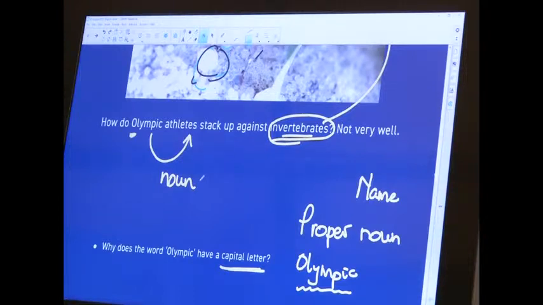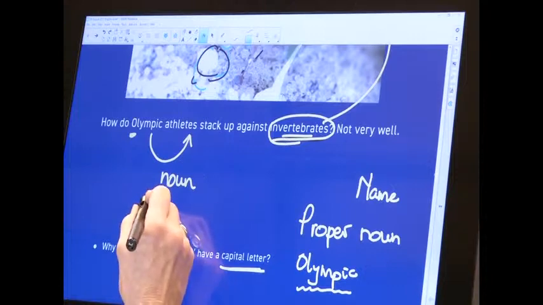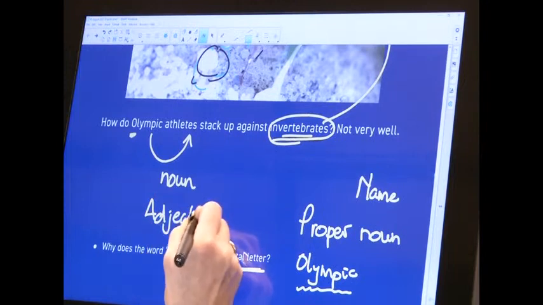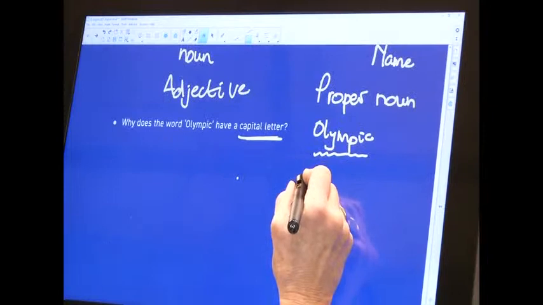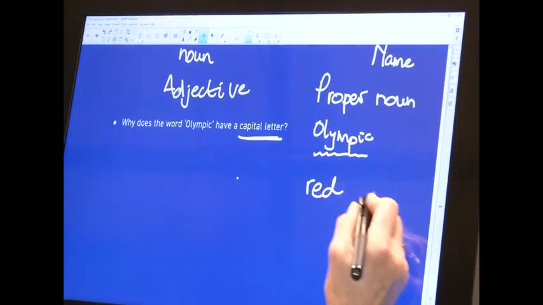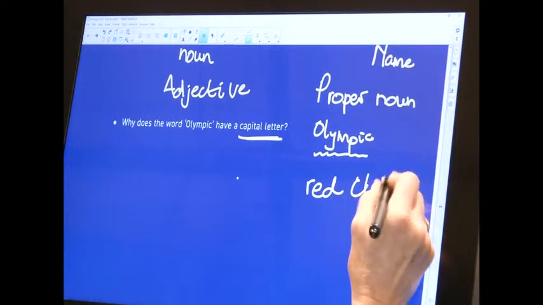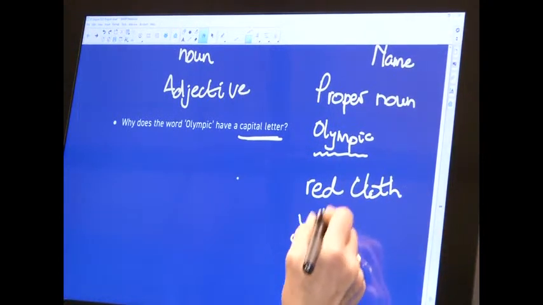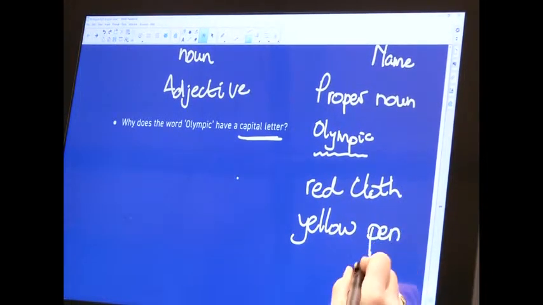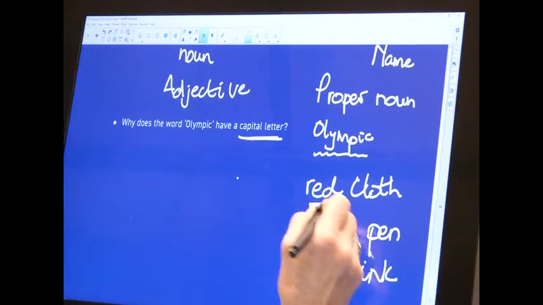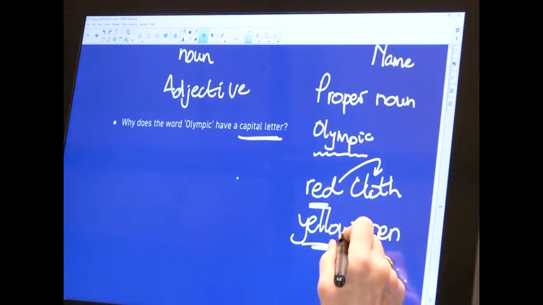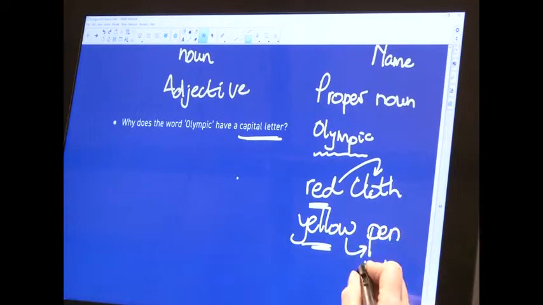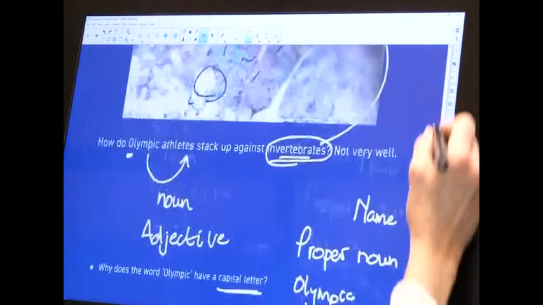What describes a noun? Right, it's an adjective. But do we write adjectives automatically with capital letters? And you think, well, no, we don't. So if I said, this is a red piece of cloth, a red dress. This is a yellow, well, I'm calling it a yellow pen, but you know what I mean. It's got yellow ink. No, I don't write those with capital letters. These are adjectives describing the nouns. So why does Olympic have a capital letter?